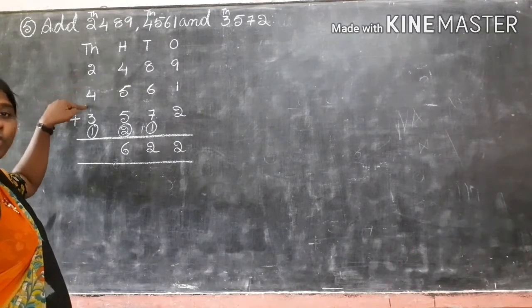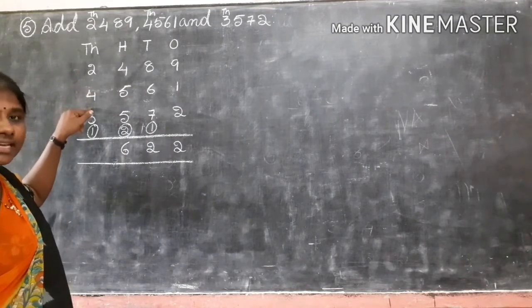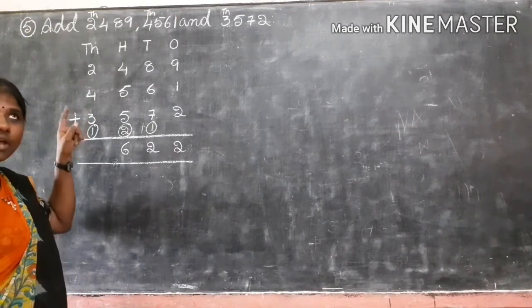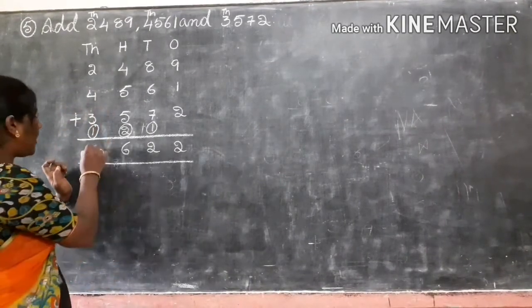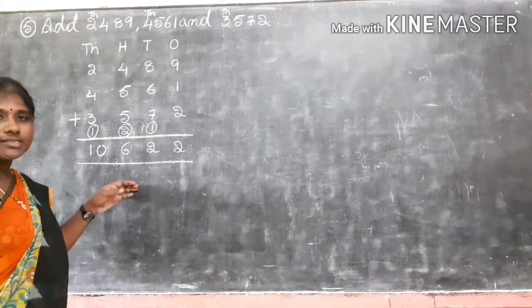2 plus 4, 4 is here. 2 plus 4, easily you know. 2 plus 4, 6. 6 plus 3, 9. 9 plus 1, 10. Okay children, understand everybody?